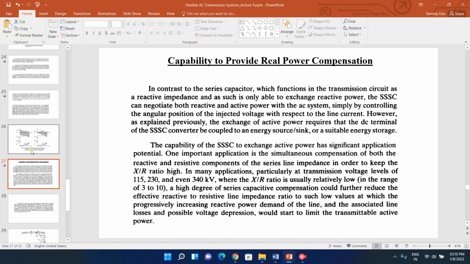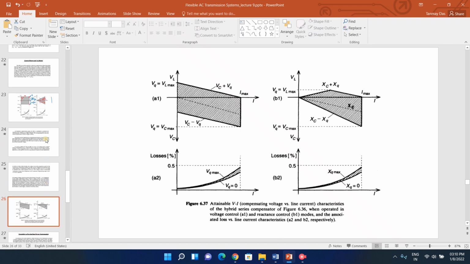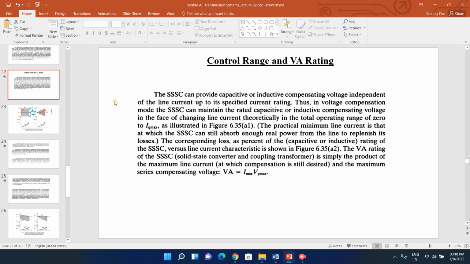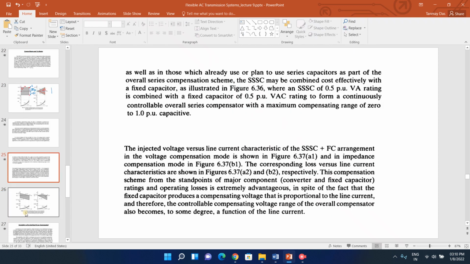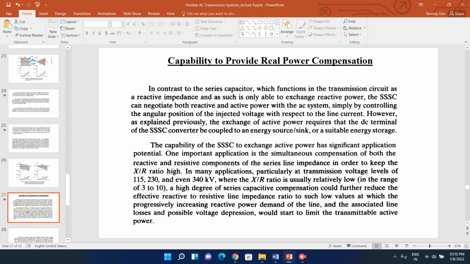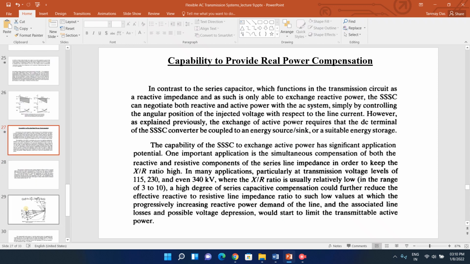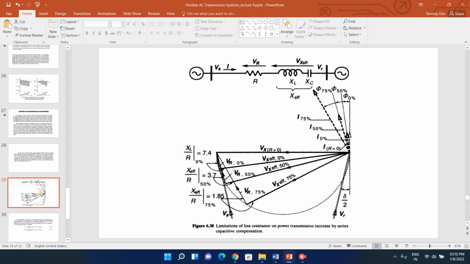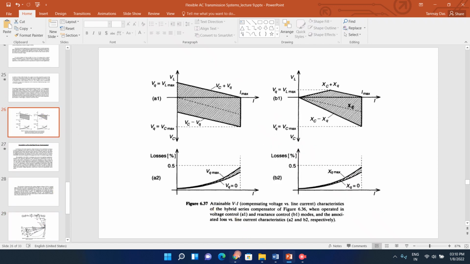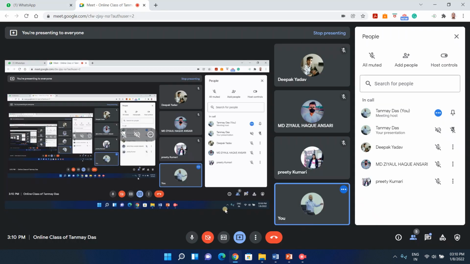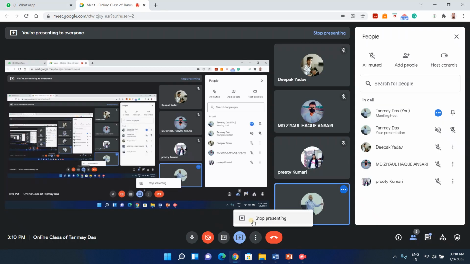So, the capability to provide real power compensation, I will continue in the next class. These are the few studies which are there in your syllabus. So the control rating and VA rating is also there, and this particular rating for the capability of the real power compensation. How much real power can be compensated is also graphically represented. So that is also important, and we will discuss that in the next class.